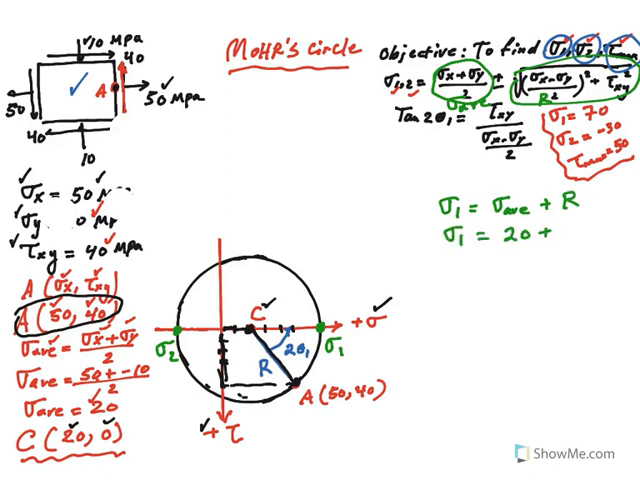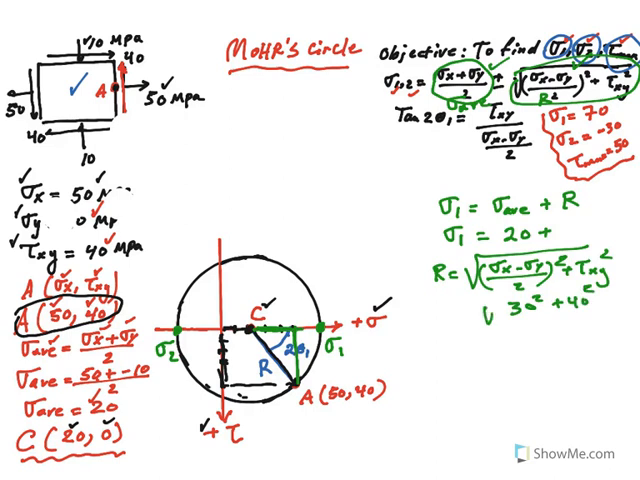And if you calculate the radius, by the way, this is 30 and this is 40. So you could use this formula for the r, which is the square root of sigma x minus sigma y over 2 squared plus tau xy squared, which happens to be 30 squared plus 40 squared. Take the square root. So r becomes 50. So as I was just saying, sigma 1 then would be 20 plus 50, so that's 70.